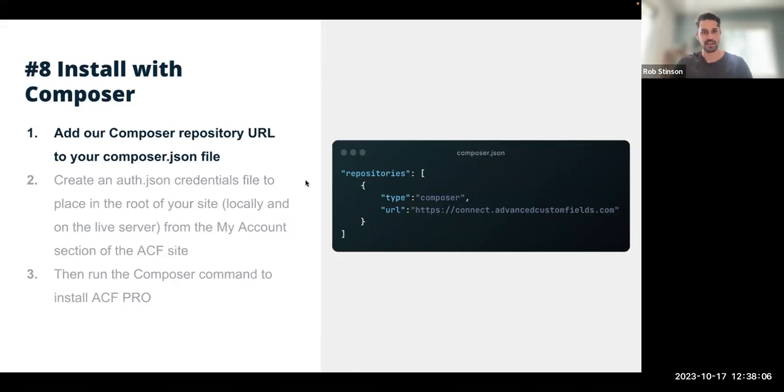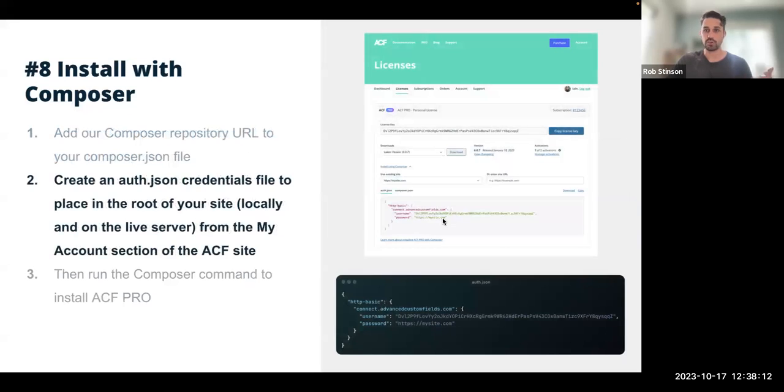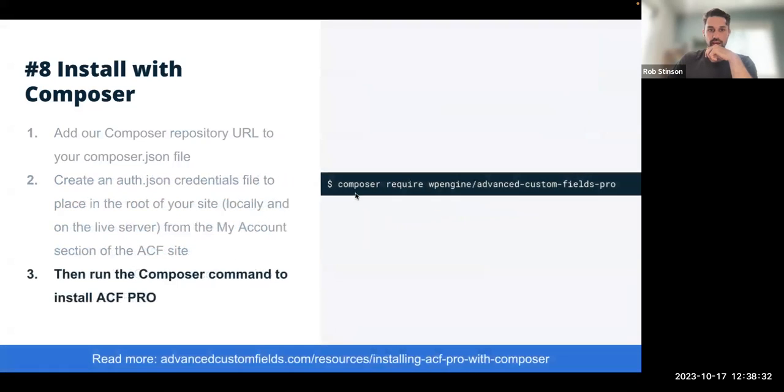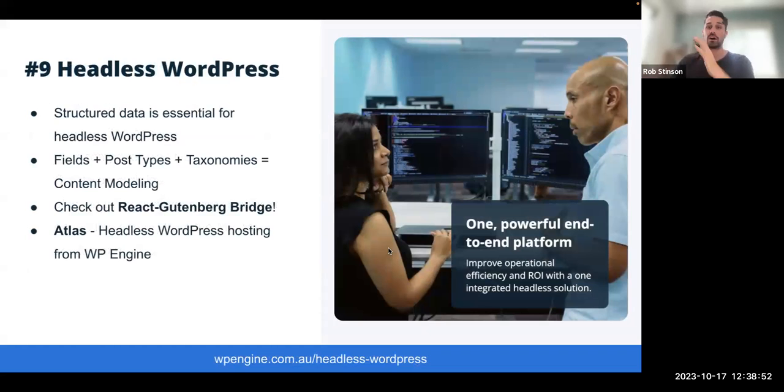And again, there's documentation on this, but basically you add our Composer repository URL to your Composer JSON file. You log into your ACF Pro account, and you can find your credentials there. Apologies if that screenshot's a little bit small, but you can see that there. And then you add that to your server locally, and then also on the live server. And then it's a simple Composer command to install it. Again, check out the documentation, URL at the bottom, under the resources, installing ACF Pro with Composer. But if you like to manage your dependencies with Composer, you can manage ACF either free or Pro quite easily now, which is great.